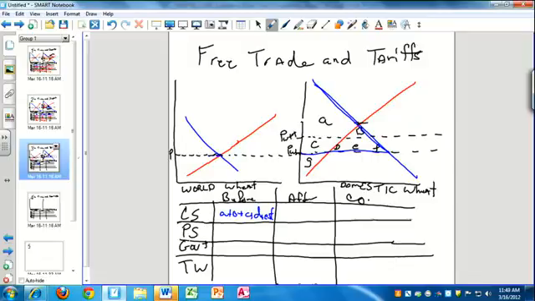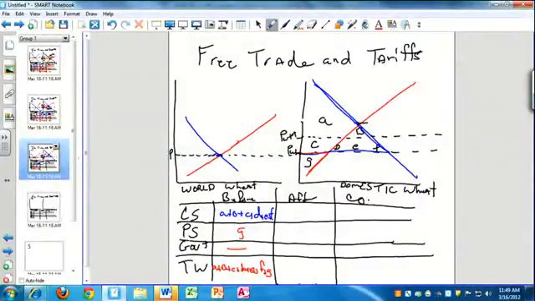Producer surplus. Everything below the price the producer is getting, to the left of the quantity, is G. Government does nothing. Total welfare, just add them up: A plus B plus C plus D plus E plus F plus G.